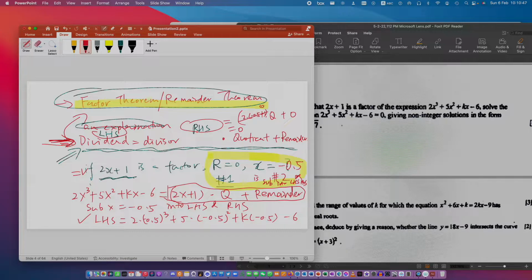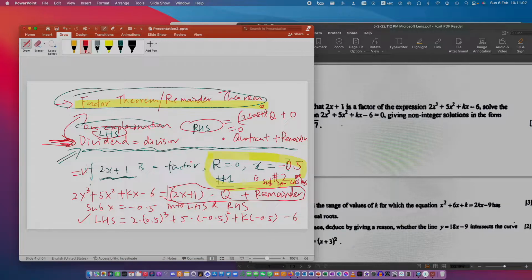Right? Are you clear? Yes. Are you clear? Okay, good. So actually this is the main concept, whether it's a remainder theorem or factor theorem. Okay? So what if this is not a factor, but it leaves a remainder of 12.